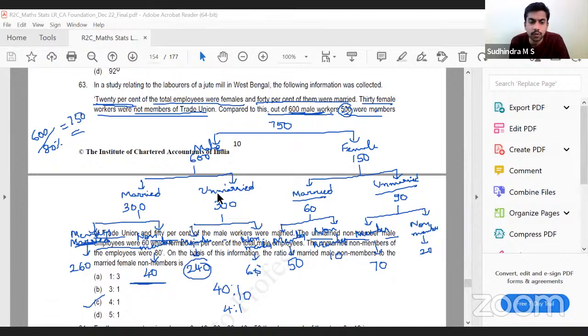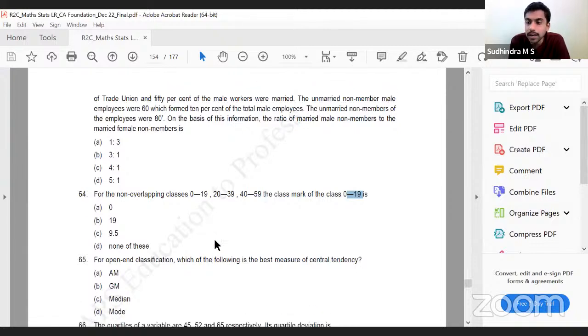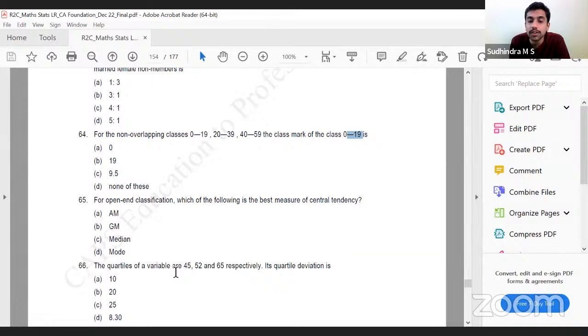Question number 64. For non-overlapping classes 0 to 19, 20 to 39, 40 to 59, class mark of 0 to 19 is 9.5. Class mark is the midpoint: 19 plus 0 by 2, 9.5. For open-end classification, which of the following is the best measure of central tendency? Median. Correct. Quartiles of the variables are 45, 52, and 65 respectively. What is the quartile deviation?